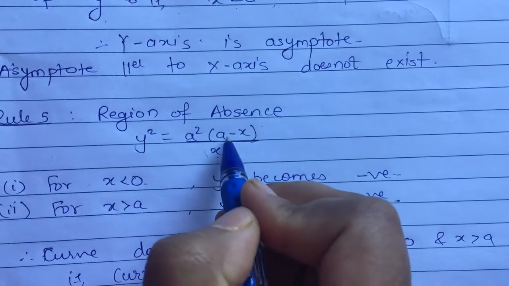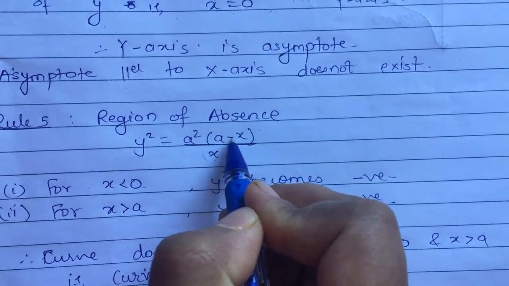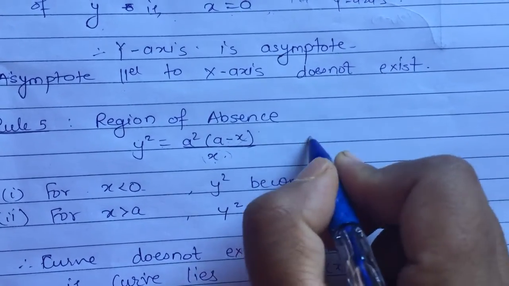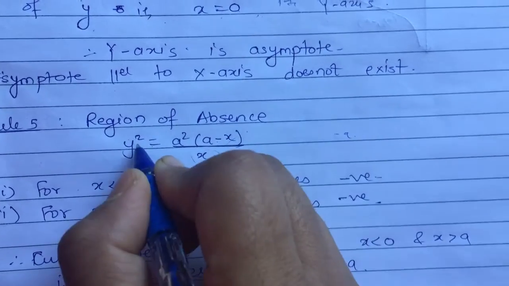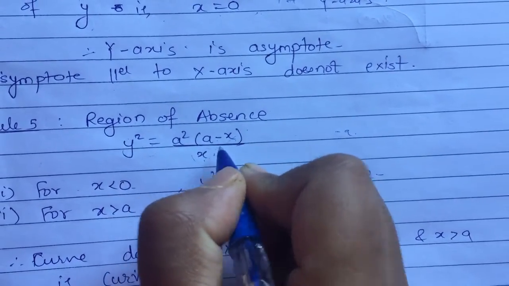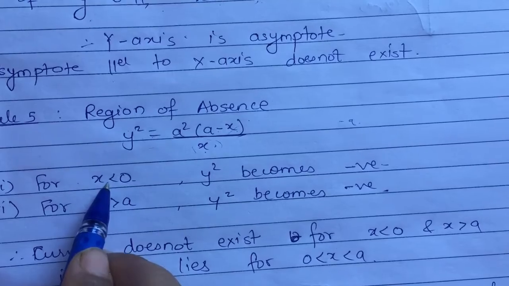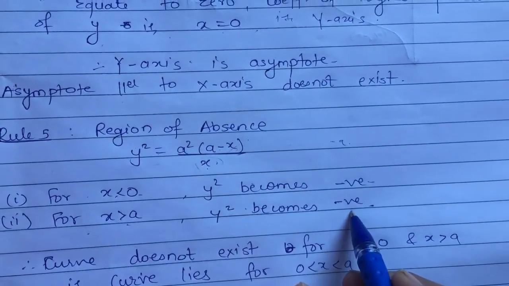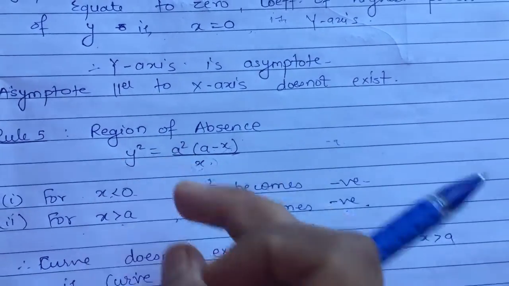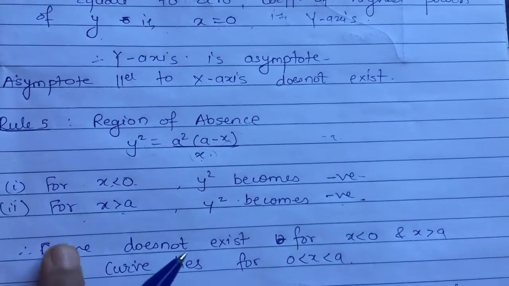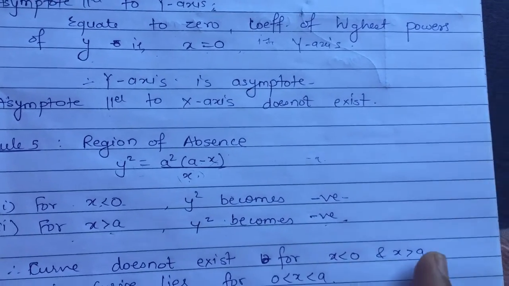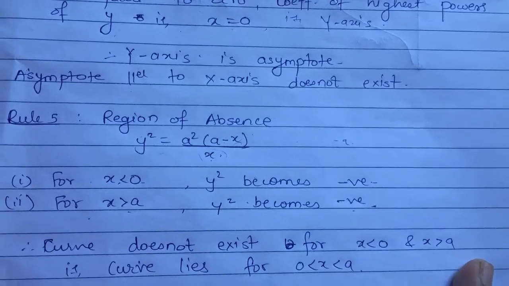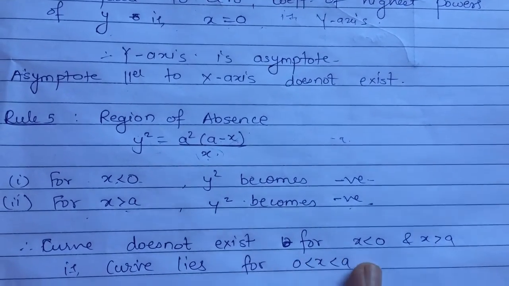Now see here again, if x is greater than a, let us consider 2a. So what will it be? a minus 2a, that is minus a. So again this y square will be negative. That means for x less than 0, y square becomes negative, and for x greater than a, y square becomes negative. Means for these values the curve does not exist. The curve does not exist for x less than 0 and x greater than a. Means whatever the structure of the curve, it will lie between 0 to a.